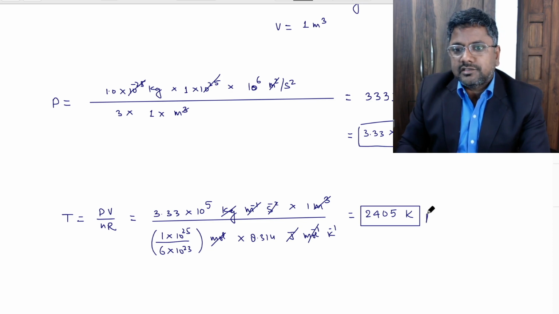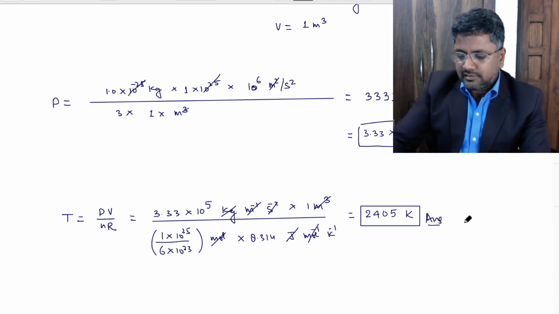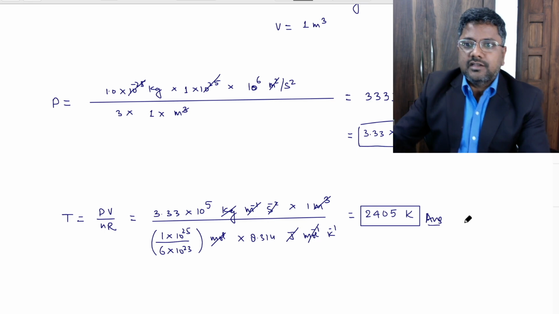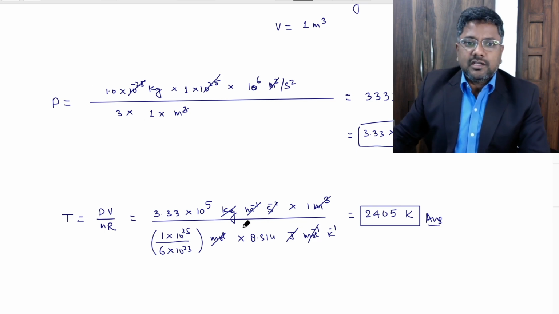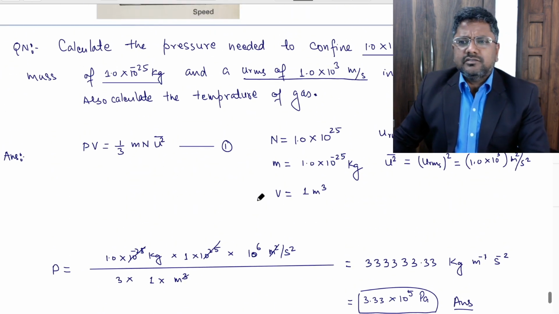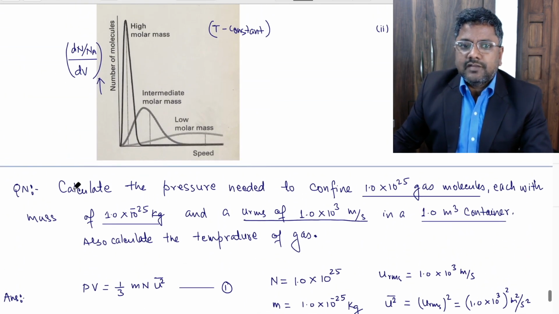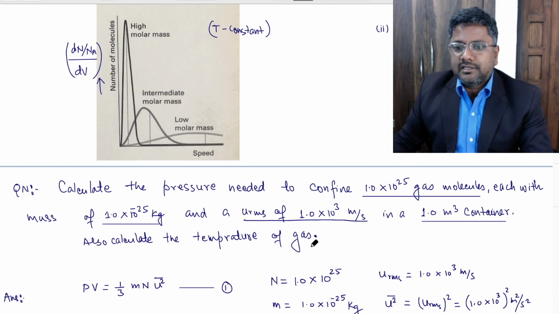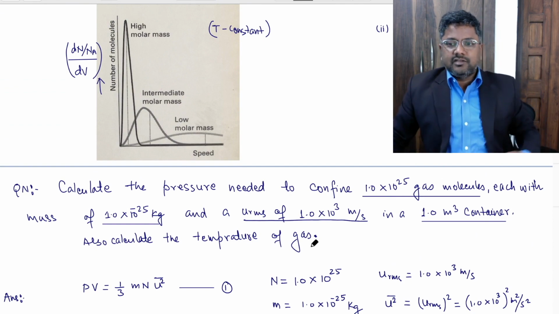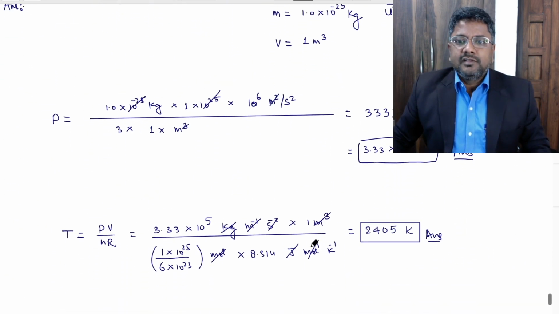So this is the answer, right? So in this way you can calculate pressure and temperature. This is a simple question. You should be careful about the units and other parameters when you are putting them in the equations, right?